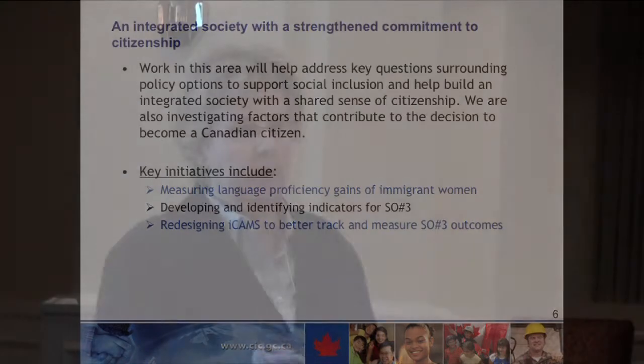But then, as Bruce pointed out, we're doing a lot of data development related to the integration milieu, if you will. If I use words like ICAMs or strategic outcome 3 indicators, things related to the general social survey, things related to world value survey, a number of things. We're doing a lot of performance measurement related activities, particularly in this domain.